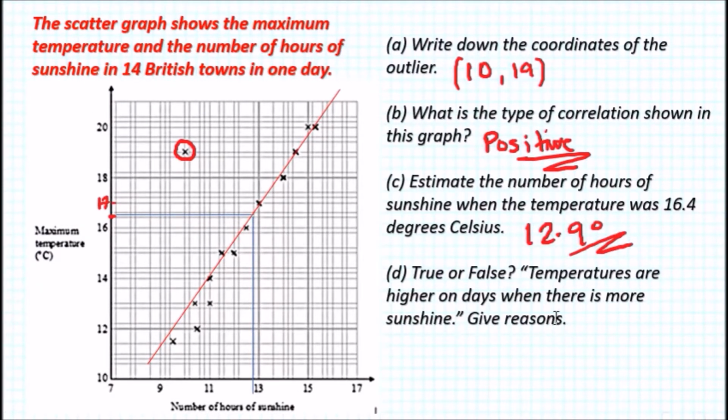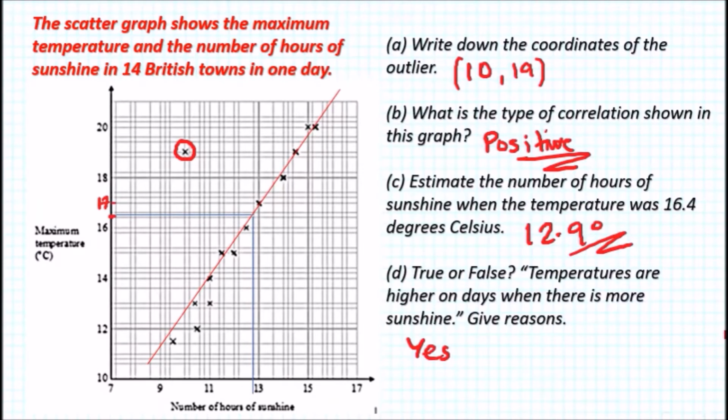Now, here's a statement. True or false. The statement says temperatures are higher on days when there is more sunshine. Give reasons. Yep, looks like true, clearly, because you can see as there are more hours of sunshine, the temperature seems to be going higher. So for example, at 9 it is low, but when you're at 17, you're at, I don't know, 22 degrees Celsius. So the answer is yes.